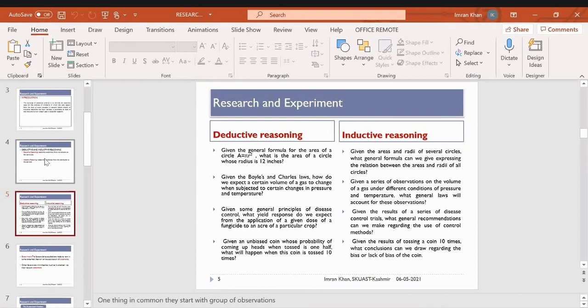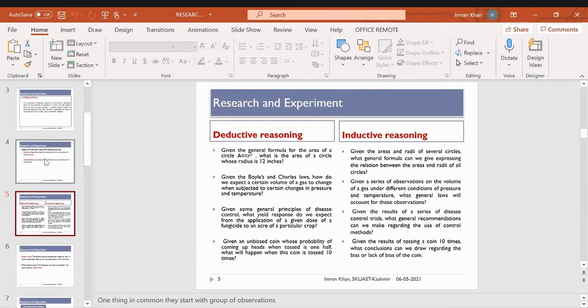Now, inductive reasoning: you are given the area and radii of several circles. When we are given the area and radii of several circles, we try to establish the relationship between these two, area and radii. That means we need to find the formula for it. So this is a case where we move from particular to a general case. What general formula can we give expressing the relation between area and radii of the circle? Now we can compare these two, same things but under different categories. One is deductive, one is inductive.